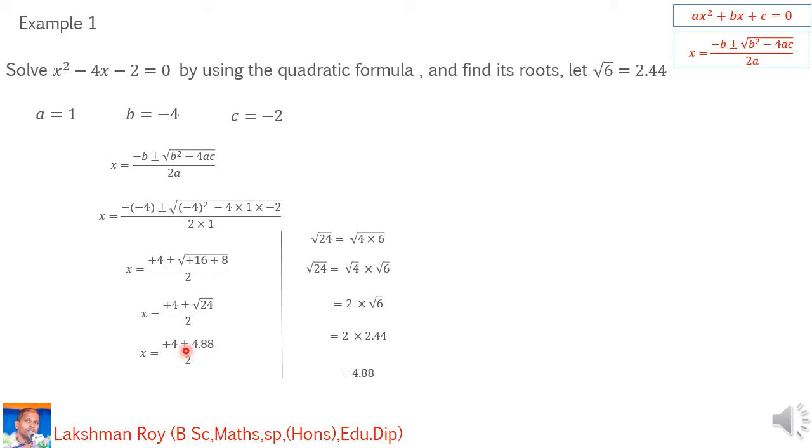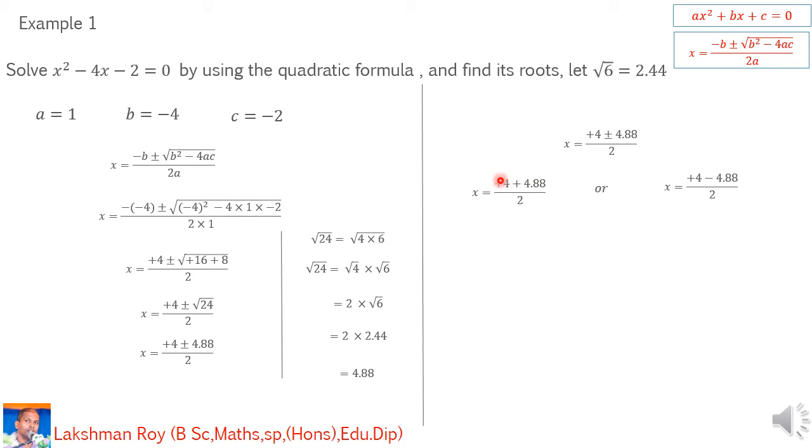You have to separately take plus and minus, right? So let's see. If you take the positive sign, x is equal to positive 4 plus 4.88, right? Then if you take the negative sign here, x is equal to positive 4 minus 4.88, right?